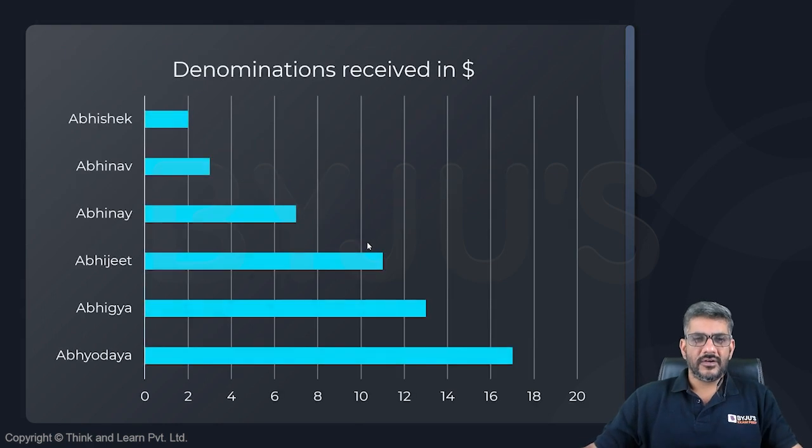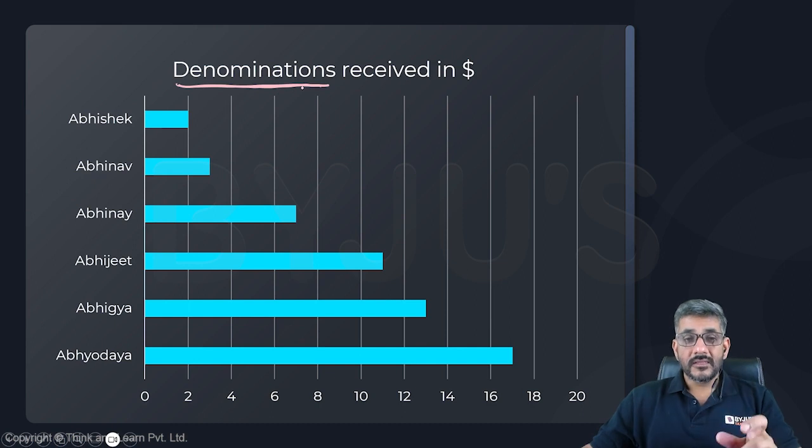So here is a chart in front of you which shows you the denominations received in dollars. Now, many of you have a doubt with these denominations. What exactly does that mean? It's basically the amount written on a currency. For example, if I have a 500 rupee note, the denomination is 500. If I have a 100 rupee note, the denomination is 100. So that way, other denominations are there. So Abhishek received denominations of 2, Abhinav received 3, Abhinay received 7, and that way for Abhijit, Abhigya and Abhyuday also, we can see that through the chart.